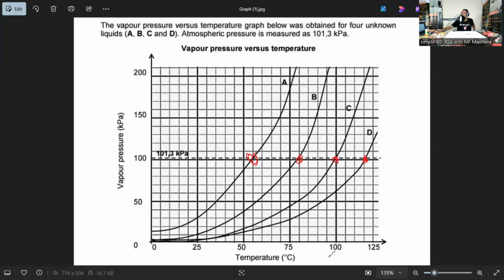looking at the temperature axis, it goes 0, 25. So meaning it's 0, 5, 10, 15, 20, 25, 30, 35, 40, 45, 50, like that. So the boiling point of liquid B is here, which in this case would be 80 degrees Celsius, because we can see it goes from 75 to 80. That means the boiling point for liquid B would be 80 degrees Celsius. So the answer for 3.2.1 is 80 degrees Celsius, the boiling point for liquid B.